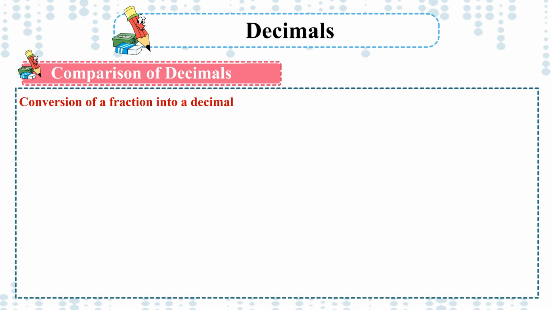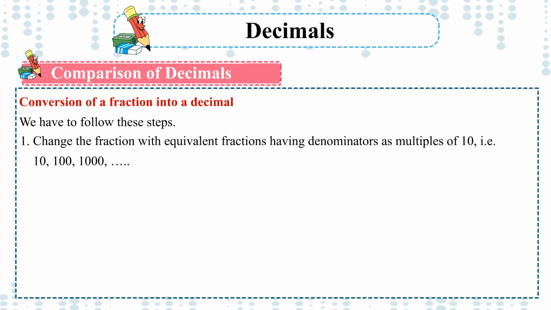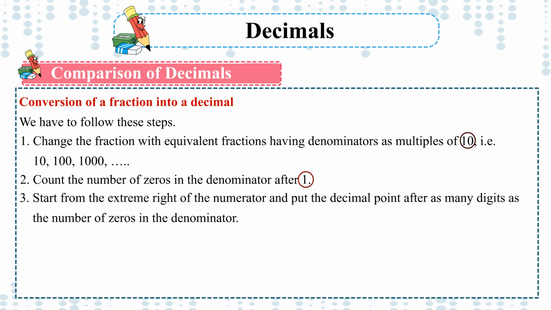Conversion of a fraction into a decimal. We have to follow these steps. 1. Change the fraction with equivalent fractions having denominators as multiples of 10, that is, 10, 100, 1000. 2. Count the number of zeros in the denominator after 1. 3. Start from the extreme right of the numerator and put the decimal point after as many digits as the number of zeros in the denominator.